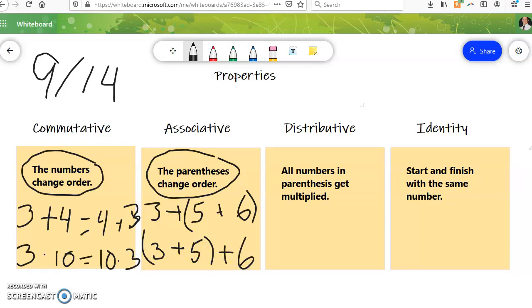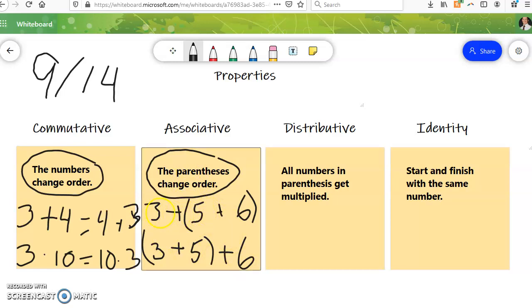And at any time, if you need to pause the video to write things down, please do. But this would be an example of an associative property because we're noticing what changed between the two. So between the two, the numbers are the exact same, 3, 5, 6, 3, 5, 6. The operations are the same, plus, plus, plus, plus. The only thing that has changed from this one to this one is the order of the parentheses.